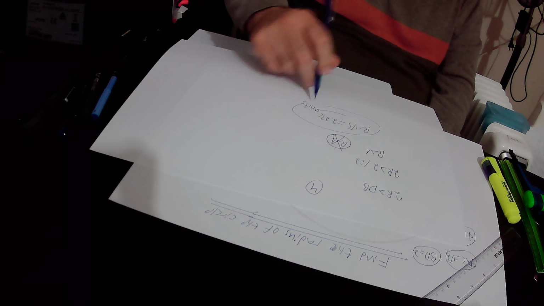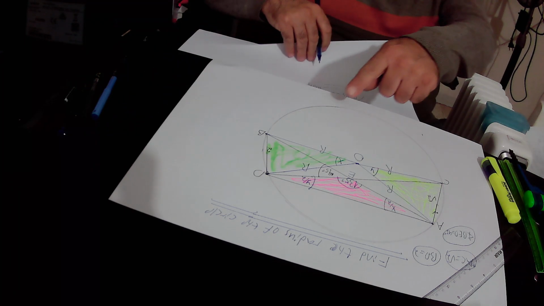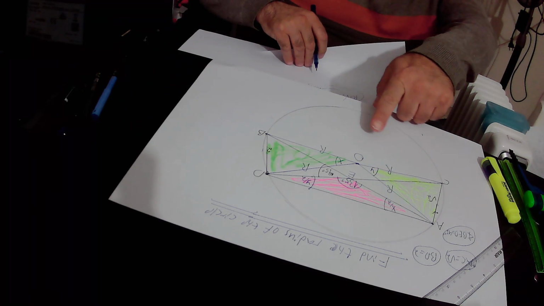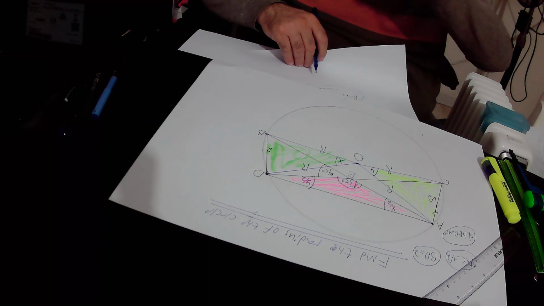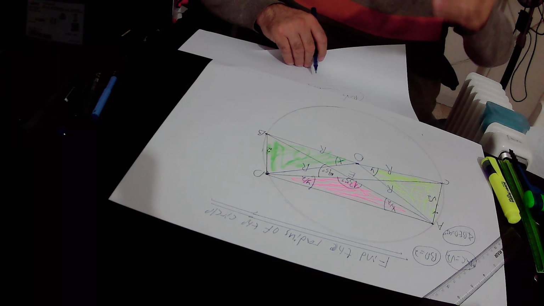I repeat again, the radius of this circle, r, or capital R, equals either the square root of 5 units, or in terms of numbers, it is equal to 2.236 units.